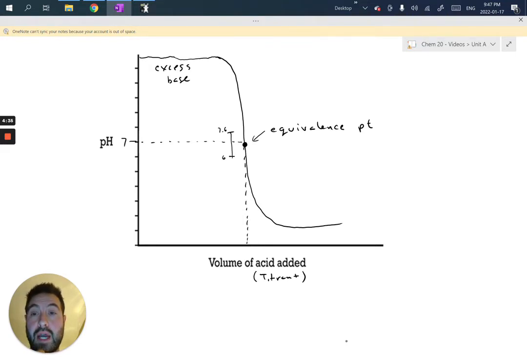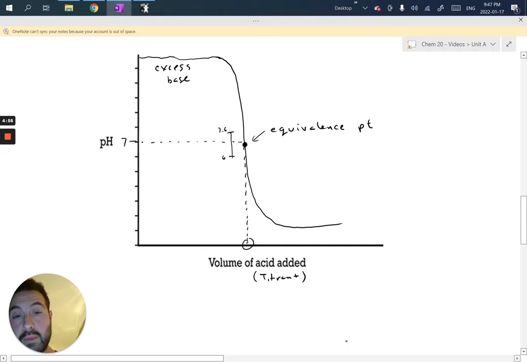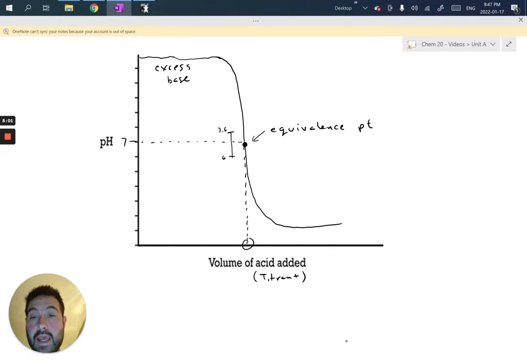Our endpoint in the previous video, the one we did with bromothymol blue, was green. So we want to stop our titration when our solution turns green, and that's connected with the equivalence point at a pH of 7. That equivalence point will tell me how much volume I needed to add to that solution to neutralize it. And so there you have it.